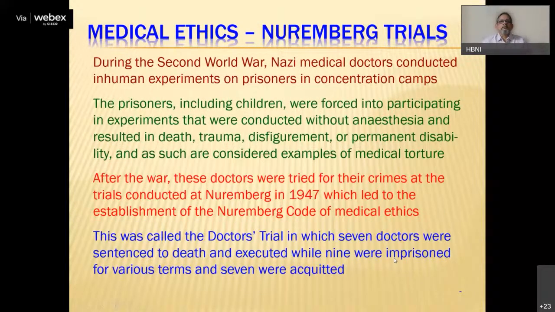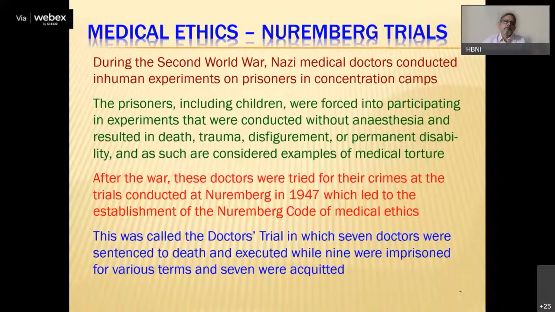Regarding medical ethics, prior to probably World War II, there were no such things like what kind of ethics doctors should follow. Of course, you have the famous Hippocrates Oath and all those things, but they were not standardized. And if you remember, during the Second World War, the German Nazi medical doctors conducted really inhuman experiments on prisoners in concentration camps.